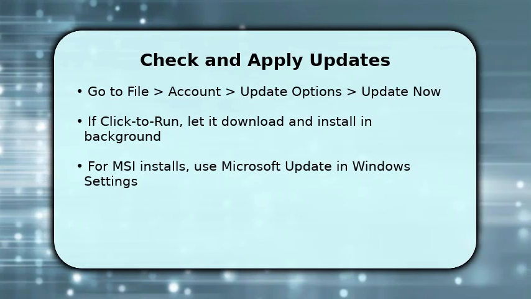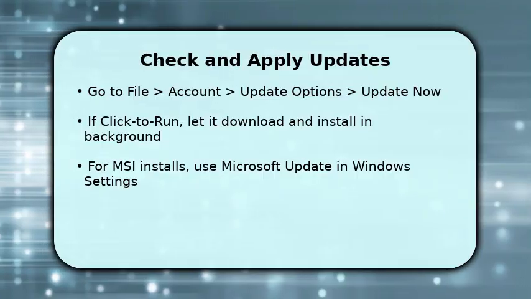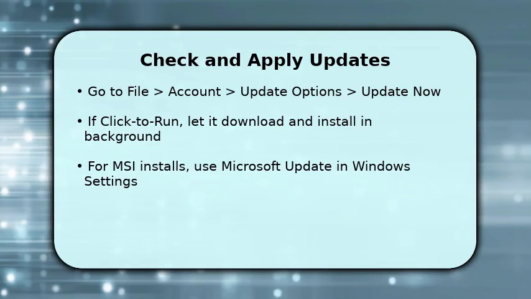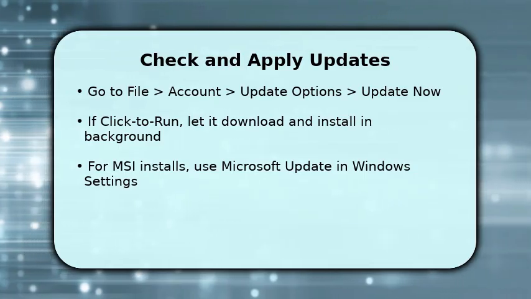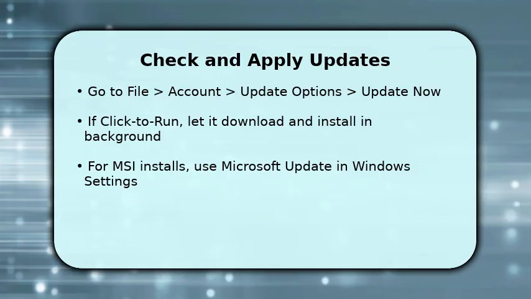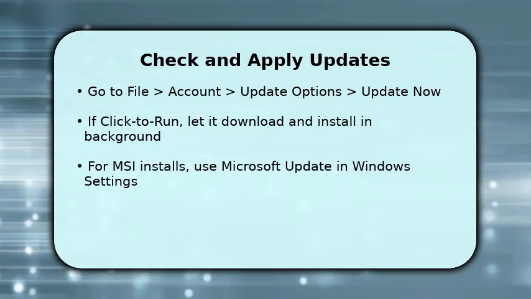You'll now trigger the Office update. Go to File, Account, then Update Options and choose Update Now so the app checks Microsoft servers. If your Office uses Click to Run, it will download and install automatically. Let it run while you continue other work, but avoid closing the app.